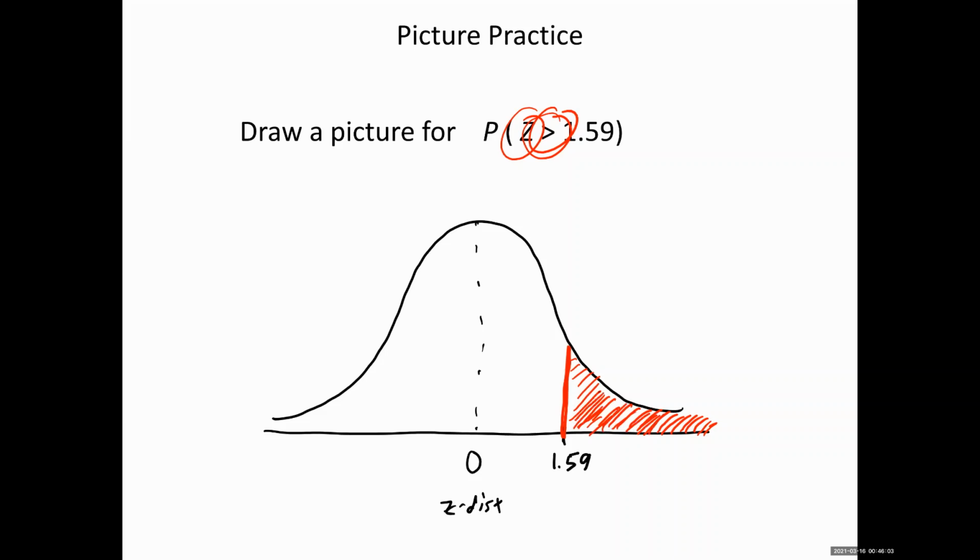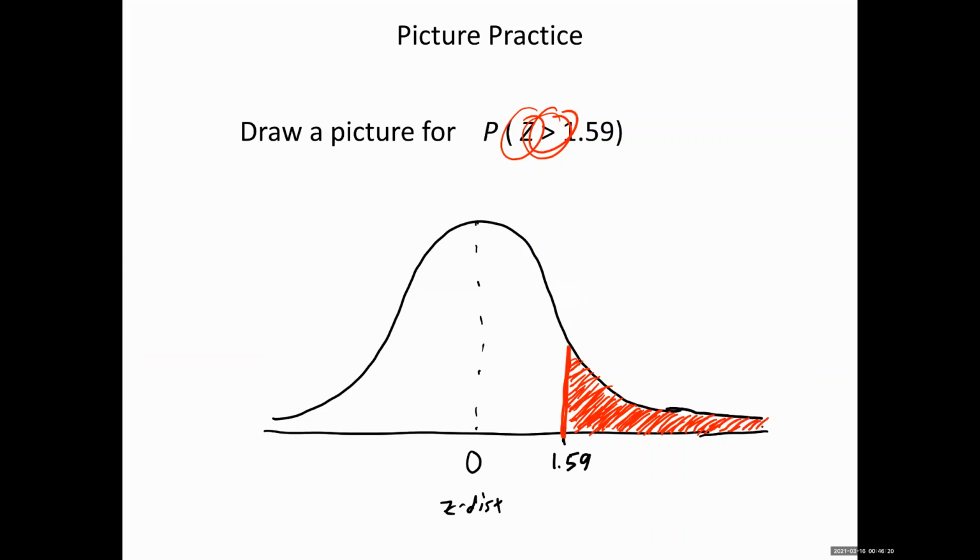And how far do you go? In theory, it goes forever. I know you can't draw it forever, but just remember this area does go to the right forever because the curve goes to the right forever. You can't draw it going to the right forever, but it does. Okay, cool. So that's that one.